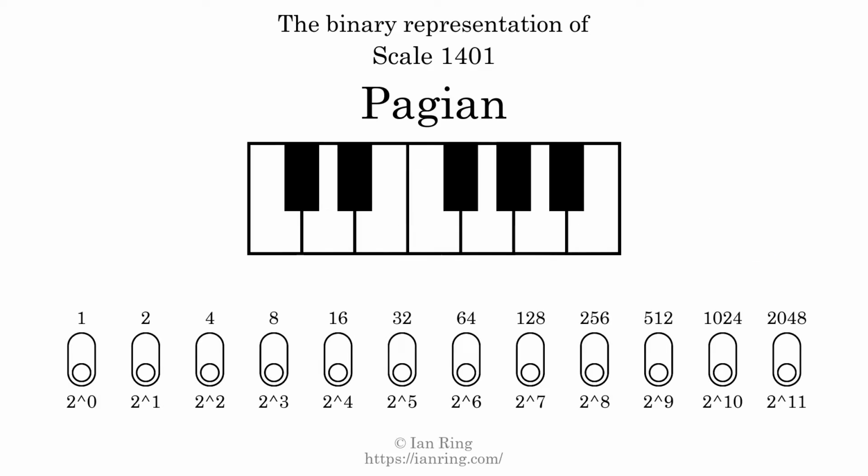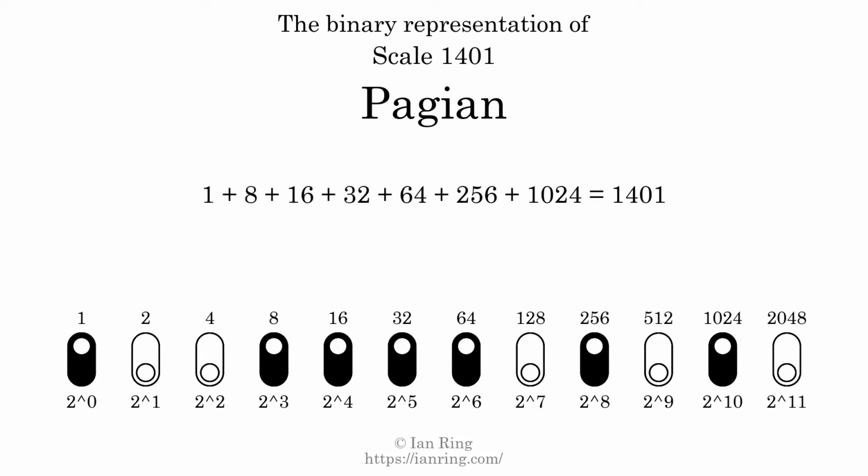The binary representation of this scale is determined by mapping tones of the scale to binary digits. Each binary digit represents a power of 2. To get the scale number, we add the powers of 2 together. The powers of 2 that are present in the scale, all added together, equals 1401. That is why the scale number, in decimal, is 1401.